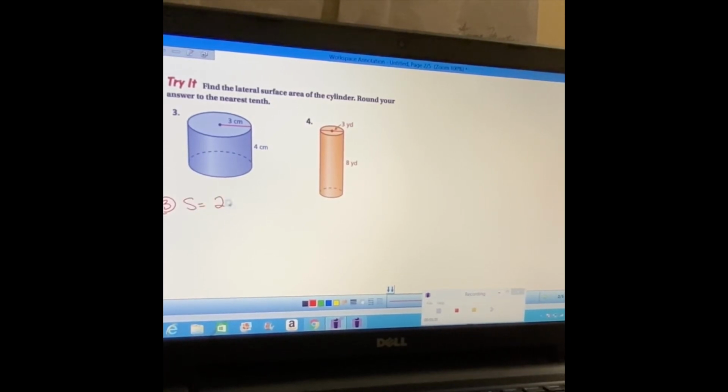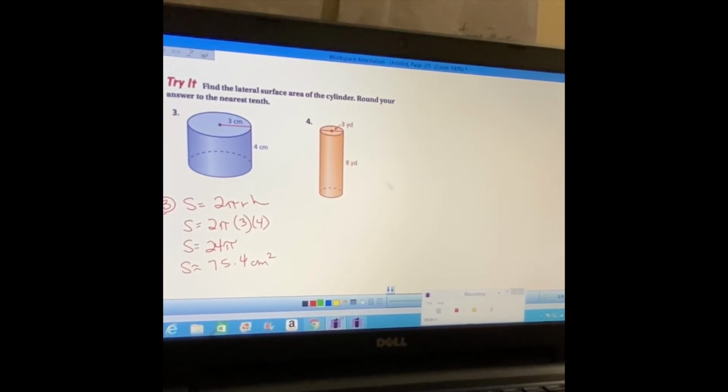S equals 2 pi r h. And again, let's plug in what we know. 2 times pi times the radius, which is 3, times the height, which is 4. Okay, 4 times 3 is 12. 12 times 2 gives us 24 pi. And when we multiply 24 times 3.14, we end up with 75.4 centimeters squared. Okay, you guys good with that?